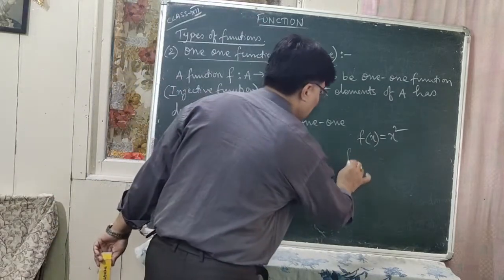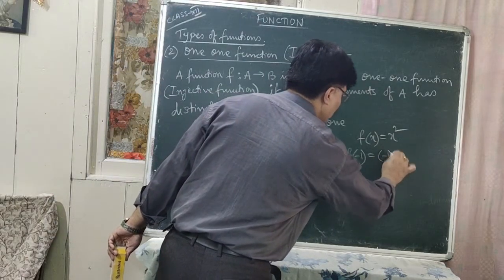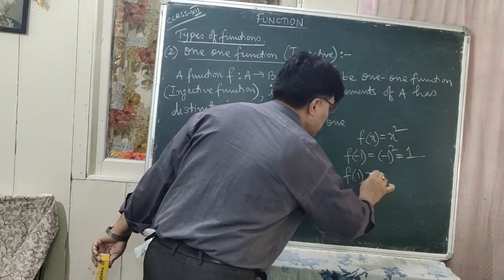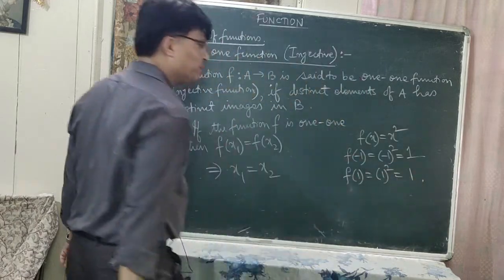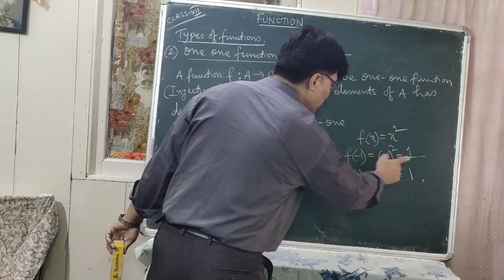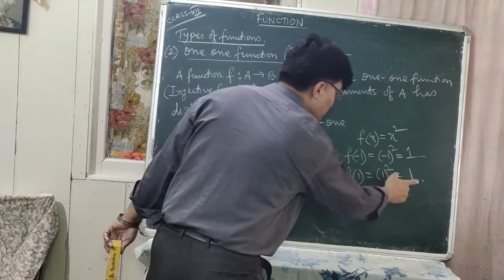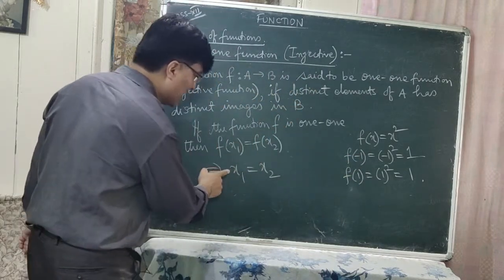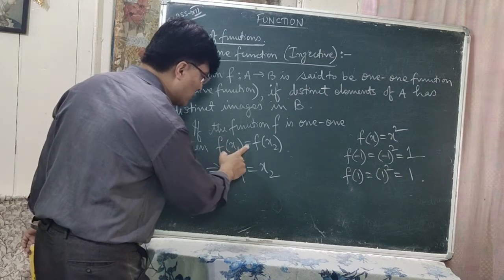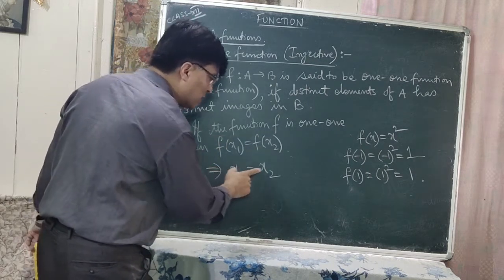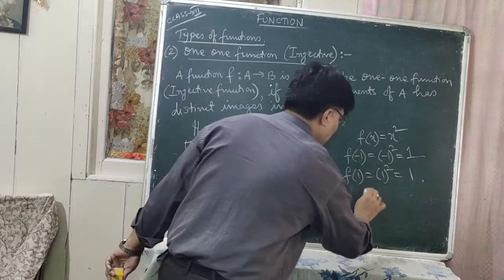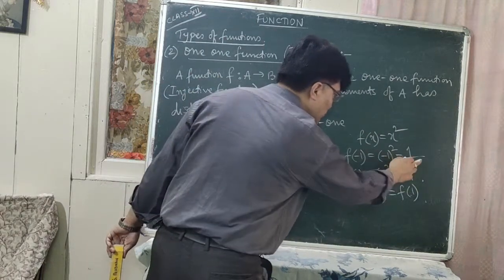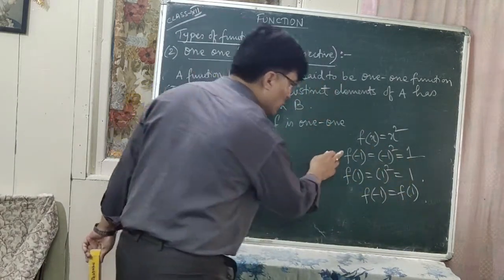It is many-1. For example, putting f of -1, we get -1 whole square, which is equal to 1. Is that clear? Putting f of 1, we get 1 whole square, which is equal to 1. We are getting f of x1 equal to 1 and f of x2 also equal to 1, but in this case -1 is not equal to 1. Here it should be that x1 is equal to x2: if f of x1 is equal to f of x2 it should imply that x1 is equal to x2. But in this case f of -1 is equal to f of 1, since f of -1 is 1 and f of 1 is 1. So both these are equal.